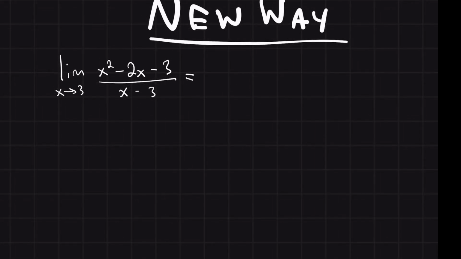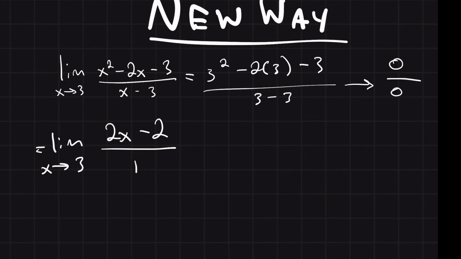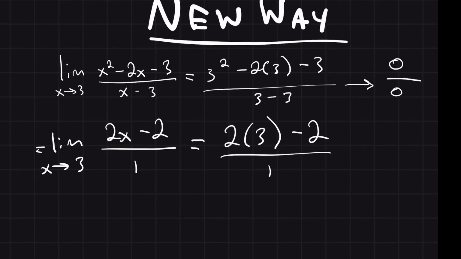The new way of evaluating this limit, using L'Hopital, starts the same way as the old way. We first want to try direct substitution. Plug the 3 in everywhere you see an x, and then only if we find that the limit is indeterminate can we use L'Hopital's rule. And take the derivative of the numerator and the denominator separately. The derivative of x squared minus 2x minus 3 would be 2x minus 2, and the derivative of the denominator is equal to 1. Now we can try direct substitution again. Substituting in 3 for x, we would have 2 times 3 minus 2 all over 1, which would equal 4.